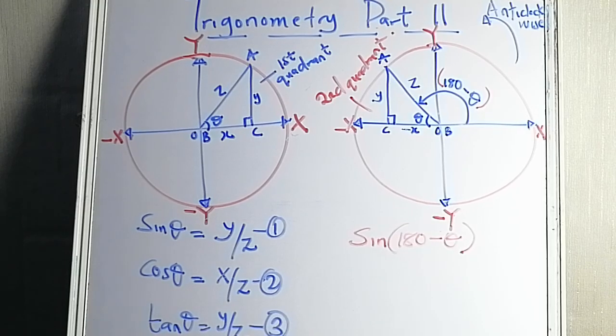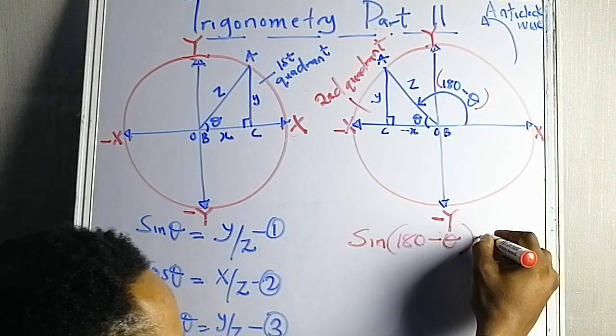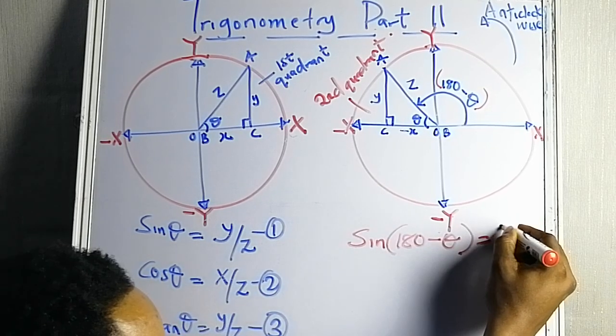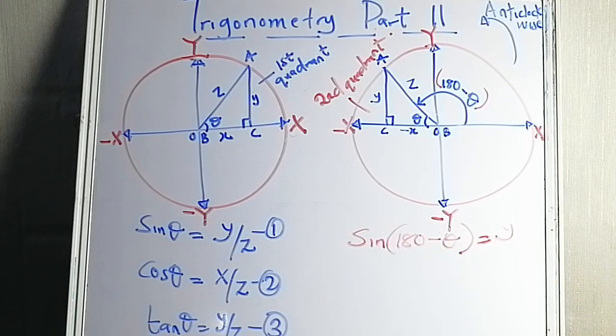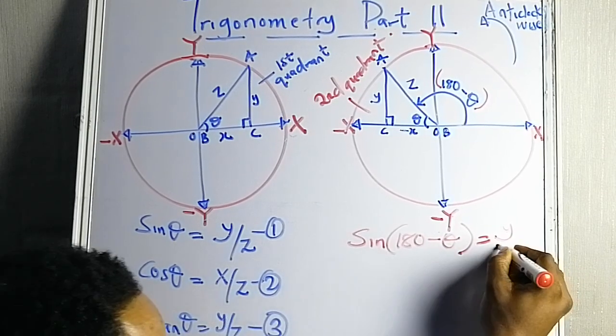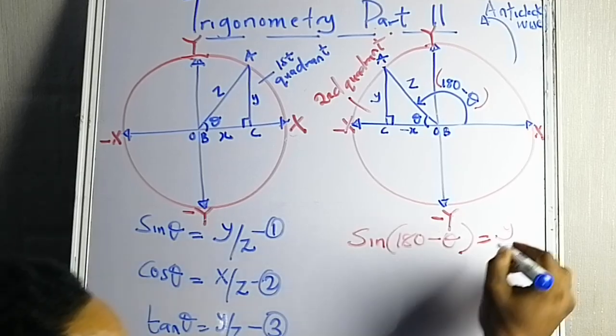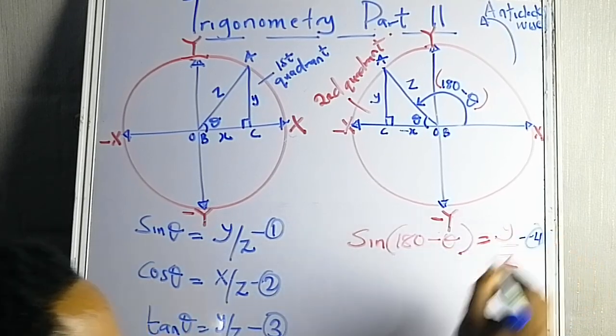So here sine 180 minus theta will now be equal to, what is the opposite? You have your y. Then your hypotenuse is z. Which is equation 4. So we can say this is 4.